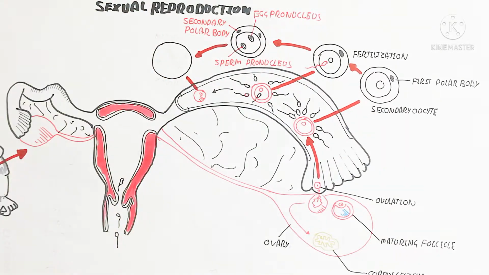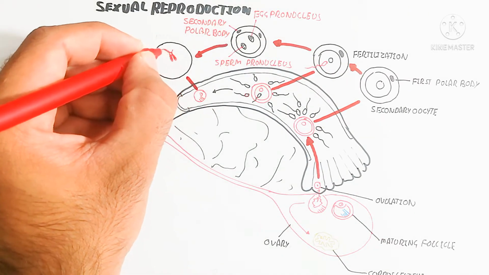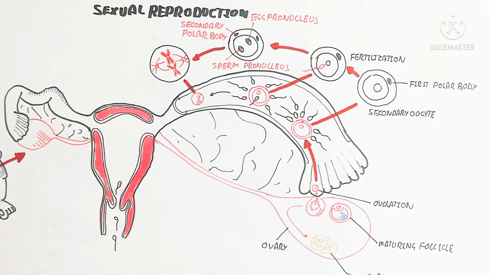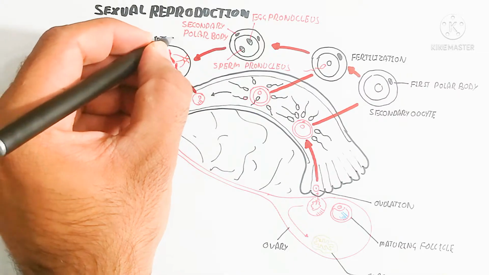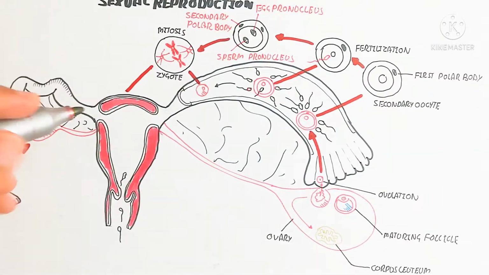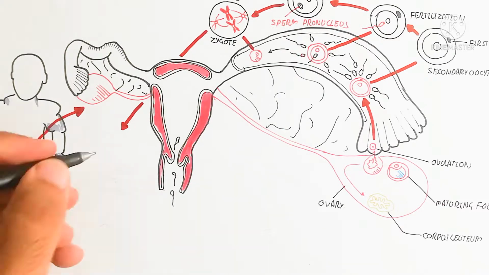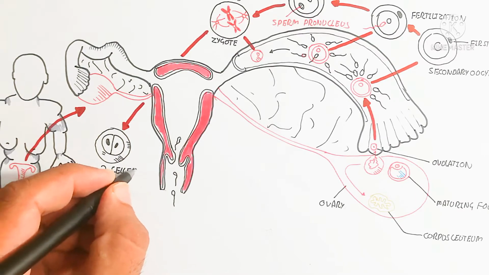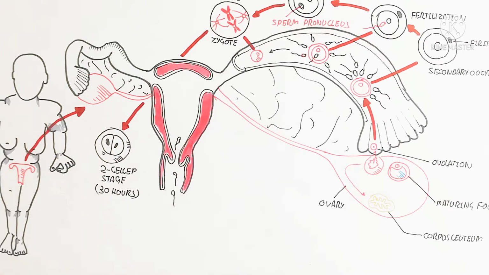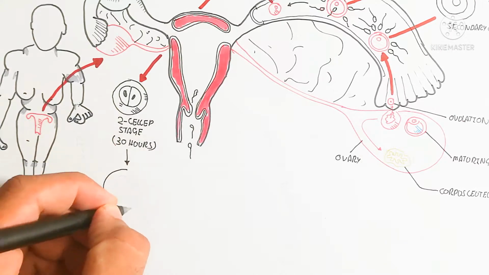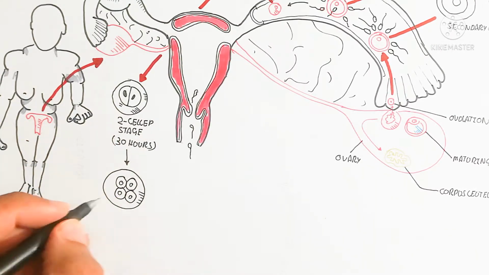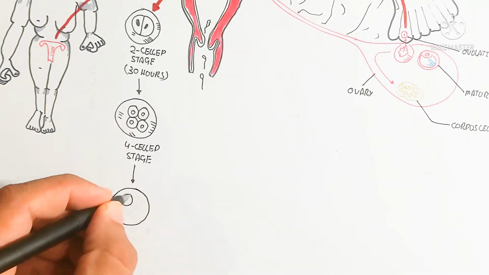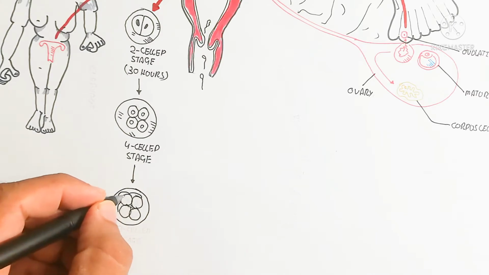The egg pronucleus and sperm pronucleus, each 1N, unite together to form a 2N cell, known as the zygote. After zygote formation, mitosis produces the two-cell stage after 30 hours, with the zygote propelled by ciliary movement. Cilia are present in the fallopian tube. This is the two-cell stage, 30 hours later. After this comes the 4-cell stage, and then the 8-cell stage.